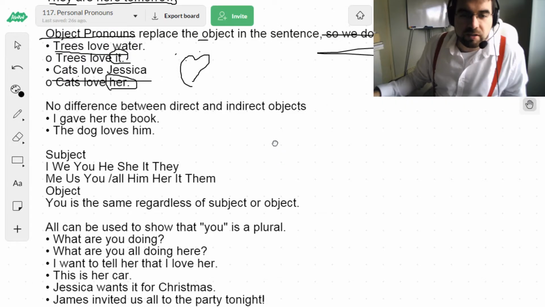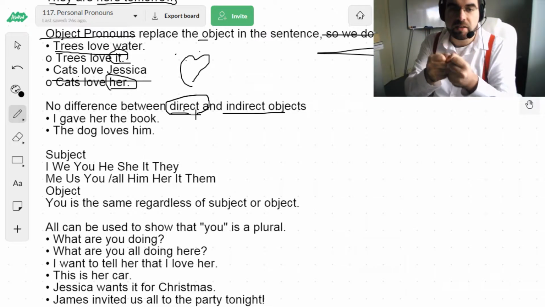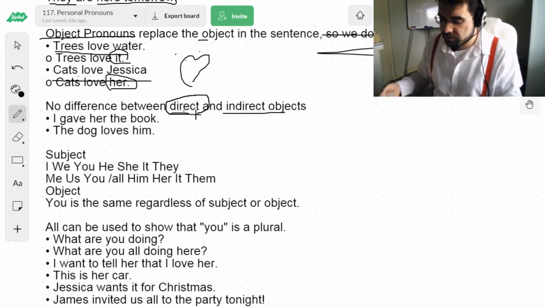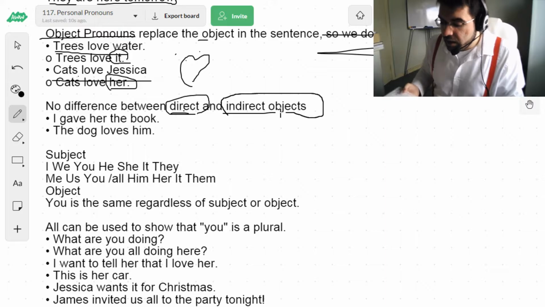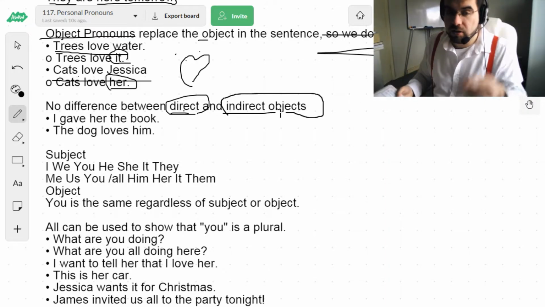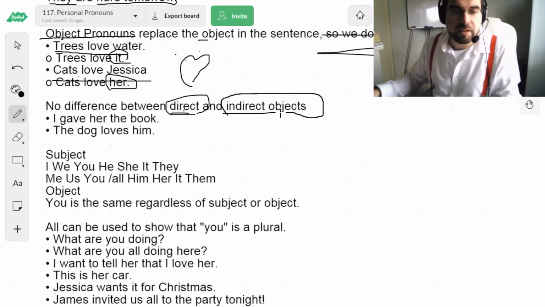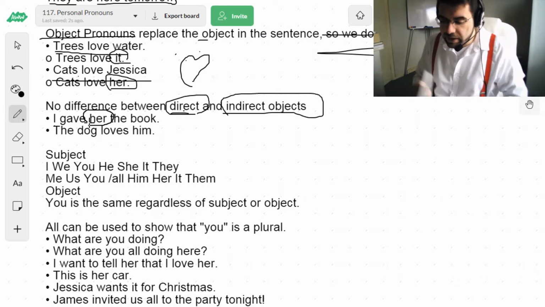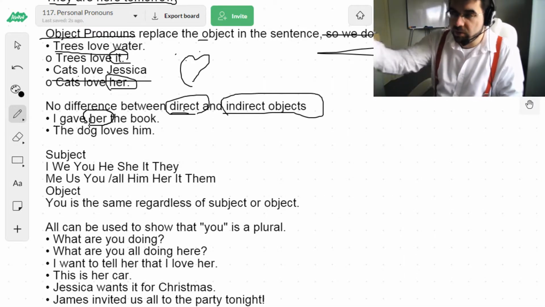So there's no difference between the direct and indirect objects. Remember, the direct object is the thing that's happening in the sentence. You know, I read the book. And the indirect is a thing that inadvertently gets the benefit. I am reading the book for my knowledge. I am reading the book to get ideas. The indirect object. So, I gave her the book.